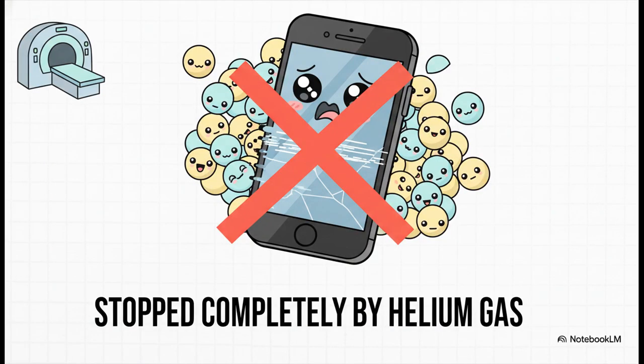But here is the wild part. A few years back, people started discovering that if you exposed an iPhone to a lot of helium gas, like, say, in a hospital near an MRI machine, the phone would just completely die. And the culprit? You guessed it, the tiny MEMS oscillator.